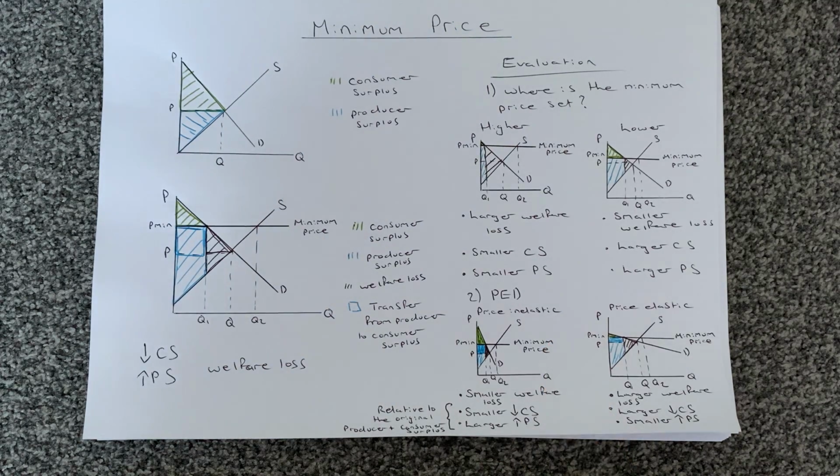And when we consider the price elasticity of demand, if the product is price inelastic, we would expect to see a smaller welfare loss, a smaller decrease in consumer surplus, and a larger increase in producer surplus. And that's relative to the original producer and consumer surplus. When we're talking about it being smaller and larger, this is in comparison to a product that is price elastic.